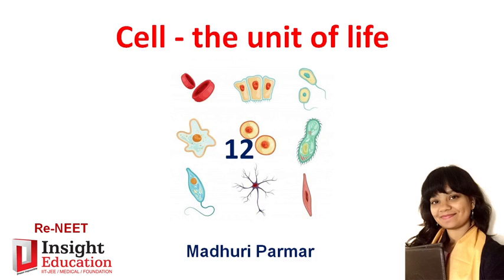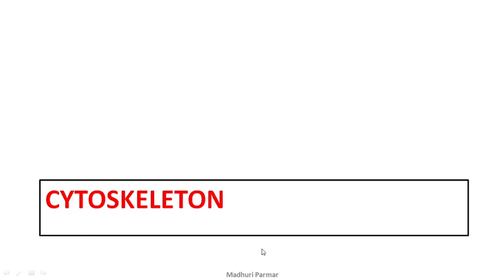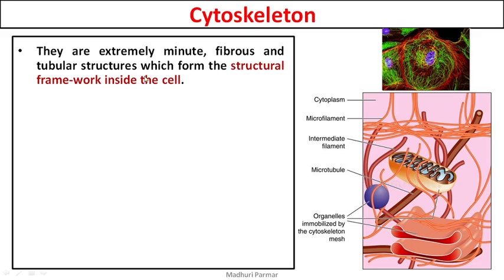Have you ever seen a skeleton in scary movies or in the corner of your biology lab? Right. So skeleton is basically a backbone, a supporting structure, something to stick your tissues to and to grow, to keep you erect, right? Same way, there is skeleton for cell also, which is called cytoskeleton. Cytoskeleton are extremely minute, fibrous and tubular structures which form the structural framework inside the cell.